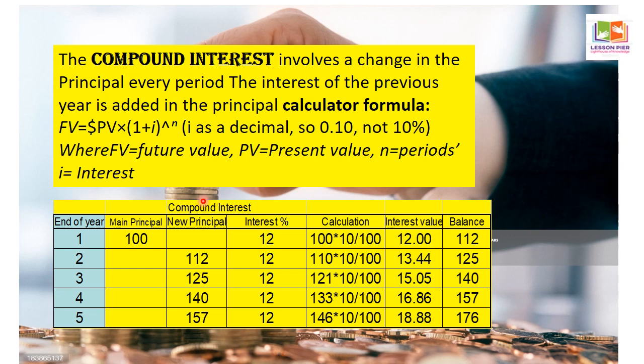The simple formula is future value is equal to present value multiplied by 1 plus I raised to the power n, where future value is FV, PV is present value, n is equal to periods, I is equal to interest.